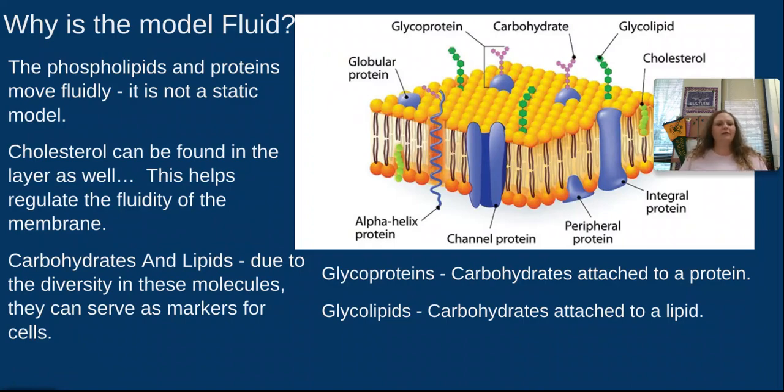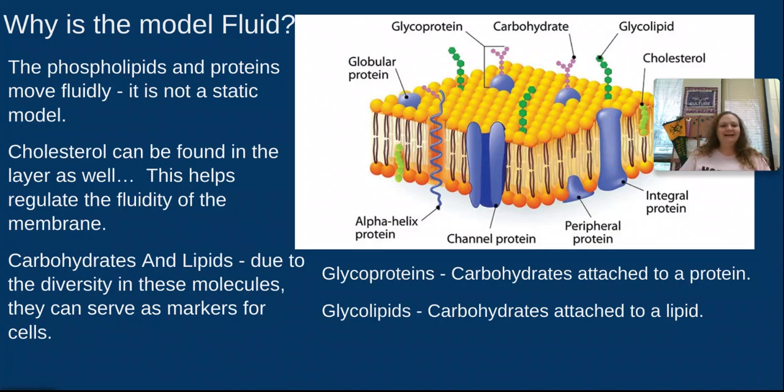So why is the fluid mosaic model fluid? Well, the thing is the phospholipids and the proteins move fluidly. They're not static. When we look at these models, we can actually understand that these are constantly moving around each other. Cholesterol found in your membrane layers actually helps with this, and they help regulate how fluid the membrane is, in particular, depending on temperature.